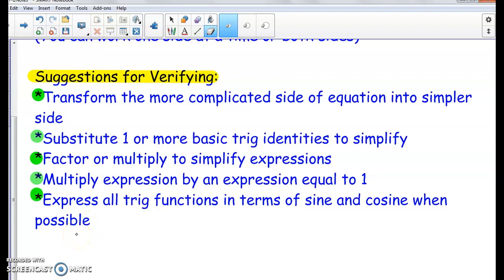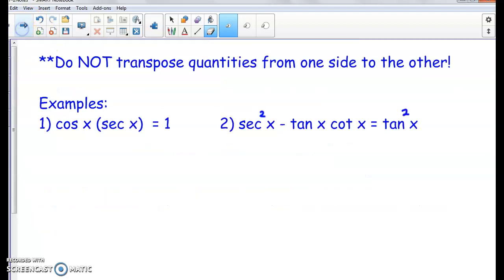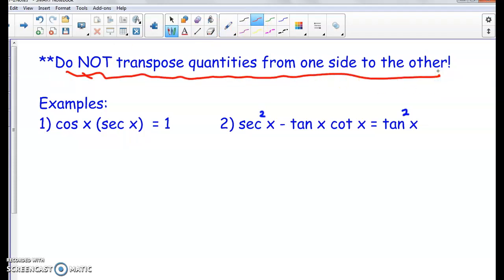Okay, so my suggestions are, you can work on one side at a time, or you can do both. That's up to you. I always go with the more complicated side of the equation first, and then I'm going to use my reference sheet until I get it down into simplified form. Sometimes you'll have to factor or multiply. And then, just like I said before, try your best to get it in terms of sine and cosine when you can. Another thing you need to make sure that you write down is I don't want you transposing, because that will throw you off. So please do not transpose quantities from one side to the other. You're not allowed to do that in a verification problem.